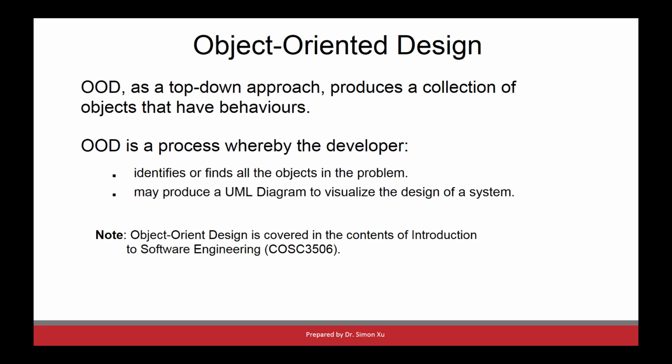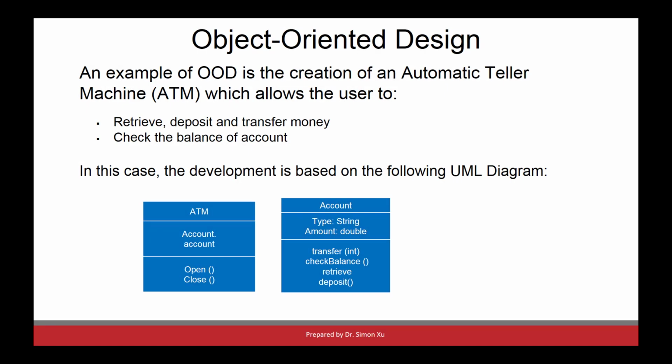During the OO design phase, normally we use UML, Unified Modeling Language, to draw the design documentation. The detailed design technique will be covered in the 3506 Introduction to Software Engineering course. Here is one example to show how we could do OO design.